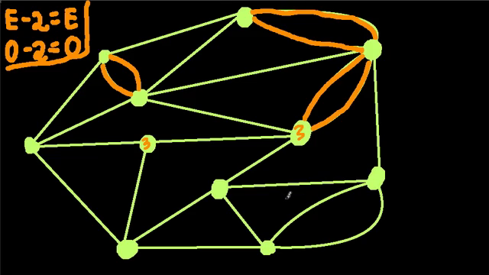So now we keep going. Are there other redundant edges? And I do see at least one more. It's right here. Right, we don't need these 2 edges, so take that pair out.